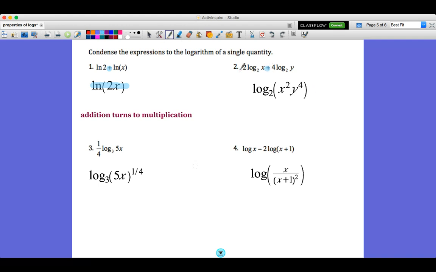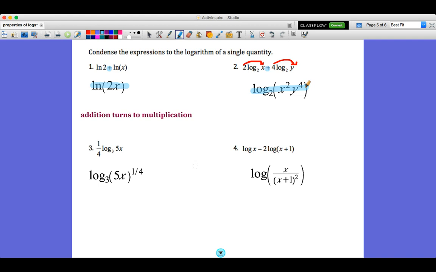But before we can turn it to multiplication, we have to move the exponents. So we're going to have to move those exponents back before we turn it into a multiplication. So we have 2 log base 2 of x plus 4 log base 2 of y. So we move the exponents back. So we have an x squared and a y to the 4th, and then we just attach them as multiplication. So it would be log base 2 of x squared times y to the 4th in that one. So that one kind of had 2 steps. Move the exponent back, and then turn the addition to multiplication.